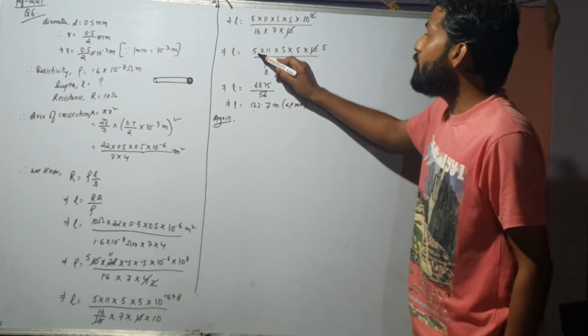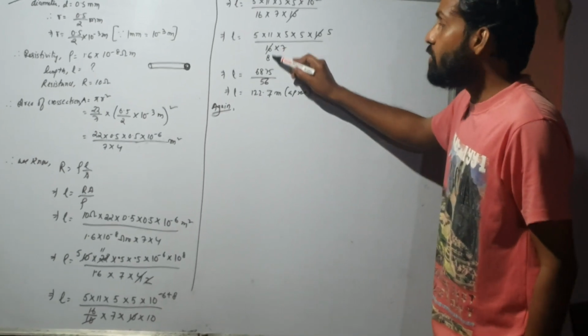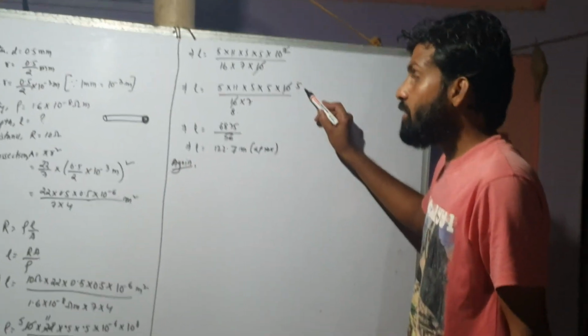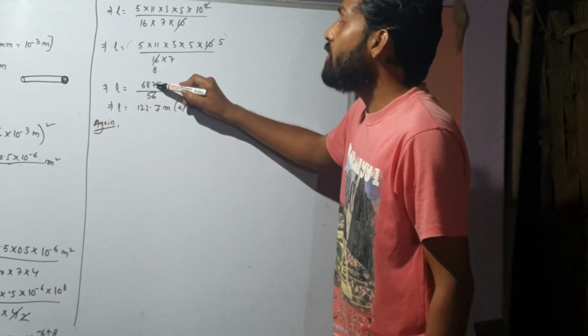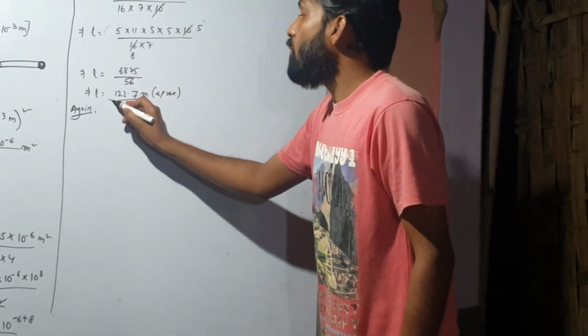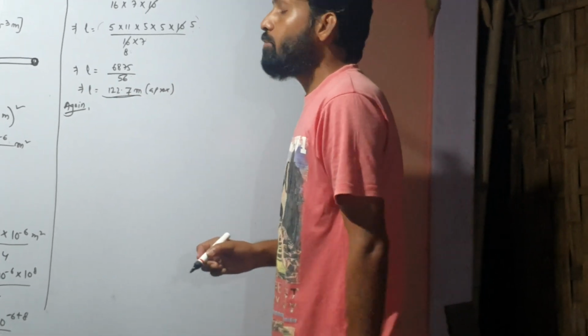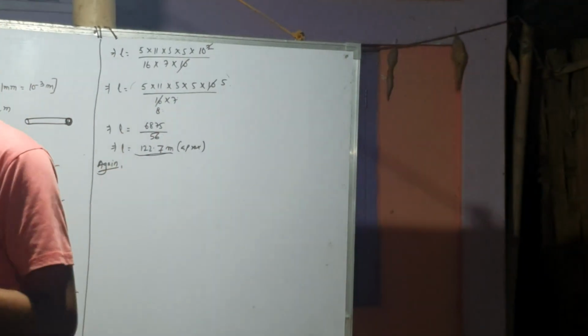What will be left here? 5 into 11 into 5 into 5 into 10. Again you can cut by 2: 8 twos are 16, 5 twos are 10. If you multiply all of this, you are going to get 6875 divided by 56, because 8 sevens are 56. If you divide, you are going to get 122.7 meter. Okay, that is approximately the length of the wire here.